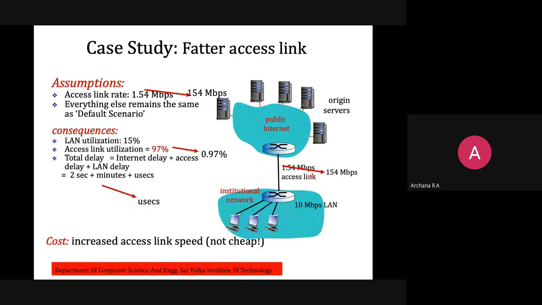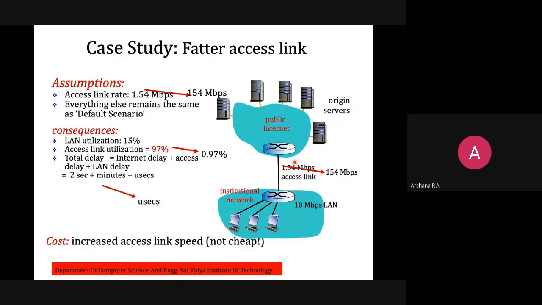If you increase this particular access link rate, the cost increases. It is too costly to provide the maximum speed, meaning 154 megabits per second. So the bandwidth should be high. The network resources you are using have to be used in an effective manner, so you have to give higher bandwidth. Higher bandwidth is required in order to increase the speed, or the rate, of your access link.